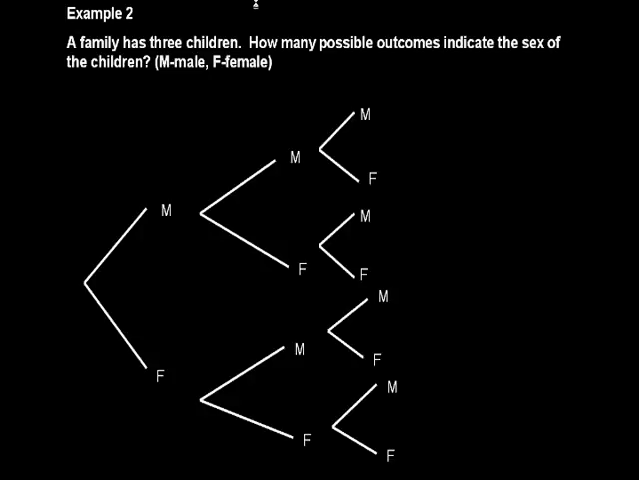So questions ask, how many possible outcomes indicate the sex of the children? The solution is 2 times 2 times 2 equals to 8.